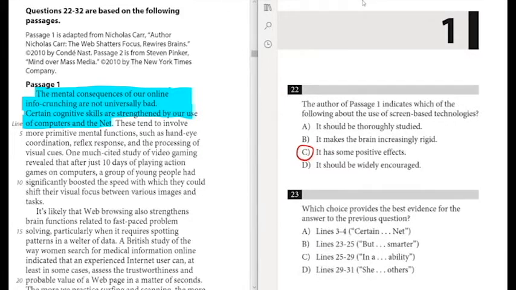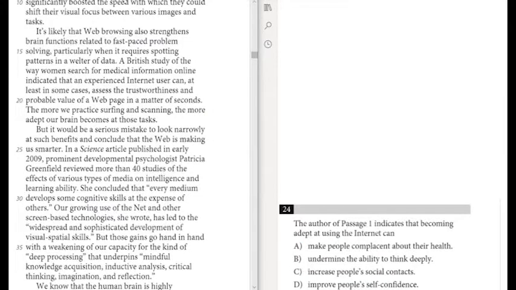Question 23 is asking us where we got our evidence for that question, and we looked on lines 1 to 4, and lines 3 to 4 is included in that, so the answer to 23 is going to be A. Question 24. The author of passage 1 indicates that becoming adept at using the internet can do what? So we're looking for a quote somewhere that says, when you become adept at using the internet, something's going to happen. We see something about using the internet on line 13, web browsing, but we're not seeing anything about becoming adept. So let's move to the next paragraph.